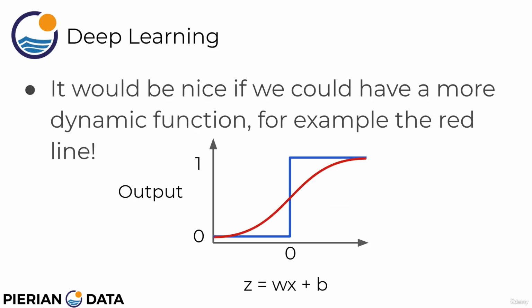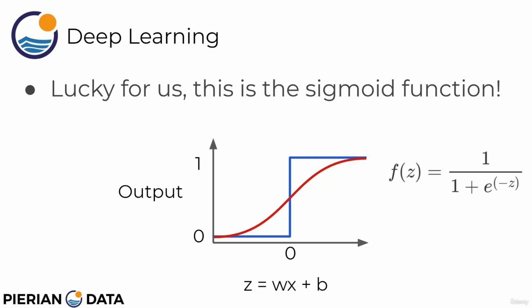It would be really nice, however, if instead of using such a dramatic step function, we had a little bit more of a dynamic function. For example, that red line. Lucky for us, and you're probably already familiar with this if you've done any machine learning classes, this is actually the sigmoid function. It has the same lower bound and upper bound, so 0 and 1, which is useful for binary classification, but it does this in a little more of a moderate fashion than the simple cutoff that a step function would do.